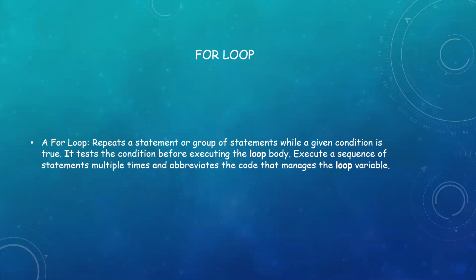Here's our for loop. A for loop repeats a statement or a group of statements while a given condition is true. It tests the condition before executing the loop body, executing a sequence of statements multiple times, and abbreviates the code that manages the loop variable.